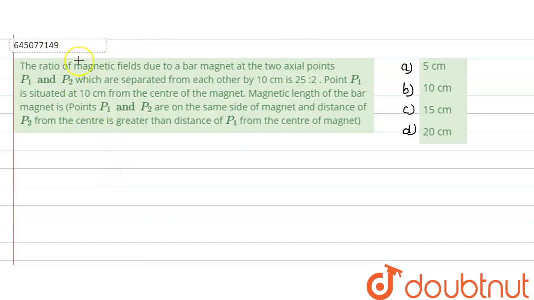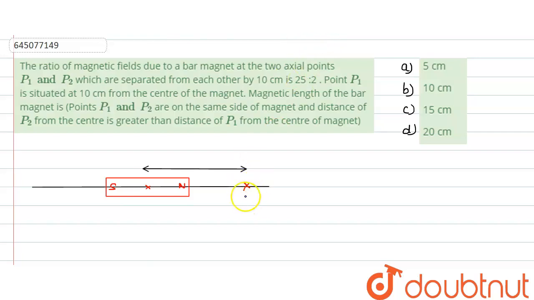So first of all, we just draw our axis. Let's say this is our axis and we have placed a bar magnet on the axis. Let's say this is our south pole, north pole. Now what is given? It is given that P1 is lying at a distance of 10 centimeter from the center, let's say this is our center. Let's say this is our 10 centimeter. Now here we are having a point P1 at this location. This distance is 10 centimeter.